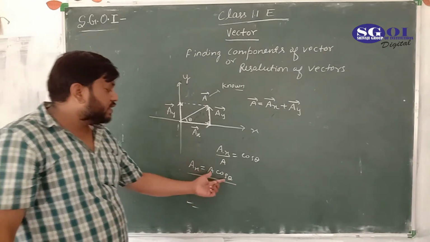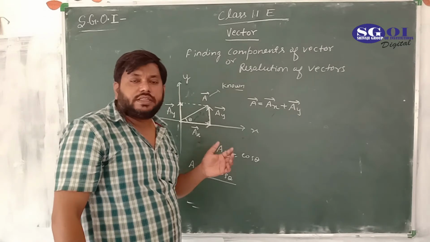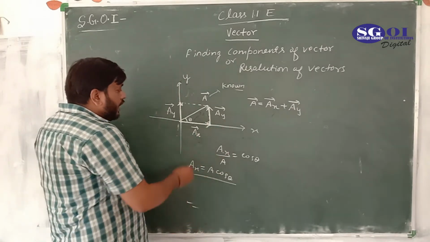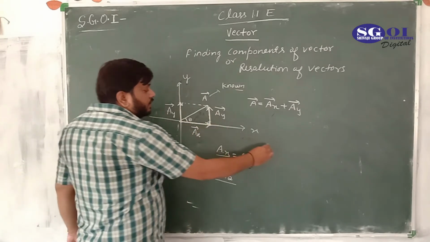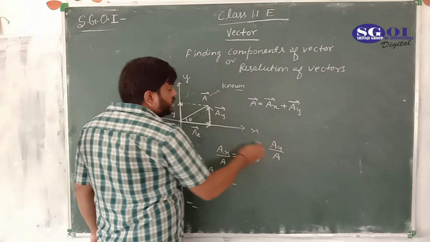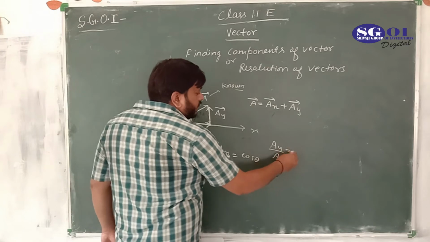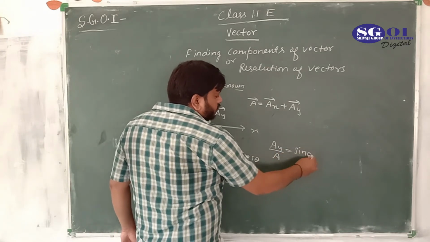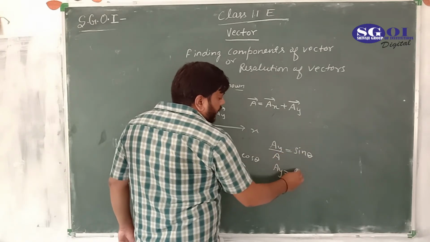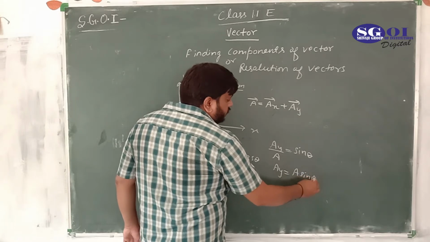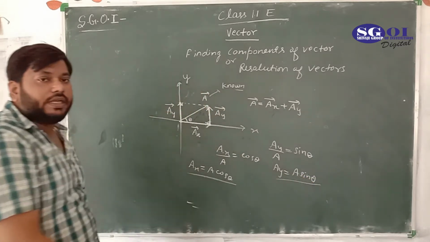Very important. This is the magnitude of this component of the vector in the direction along the x-axis. And what about Ay? Ay upon A, because A is known and Ay is unknown. Ay upon A is what? Sin theta. So what is Ay? A sin theta. Ay is A sin theta.